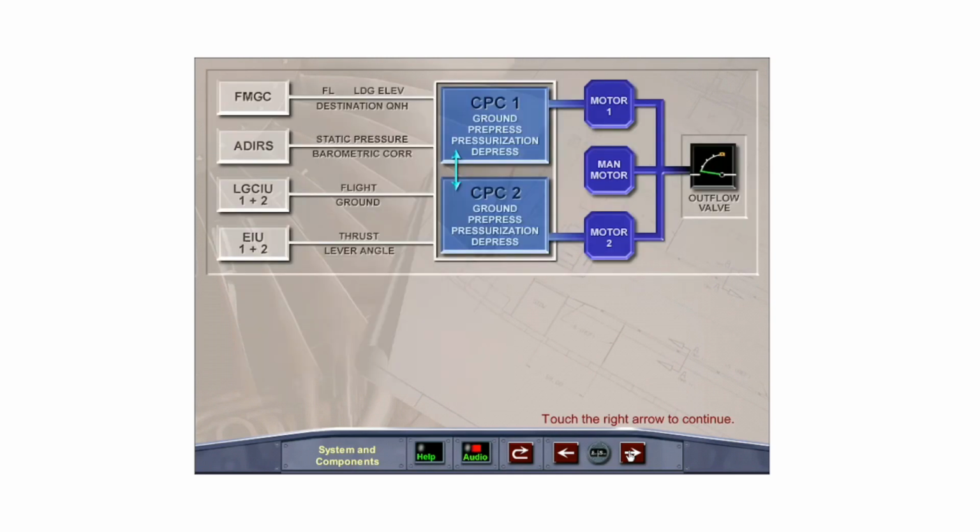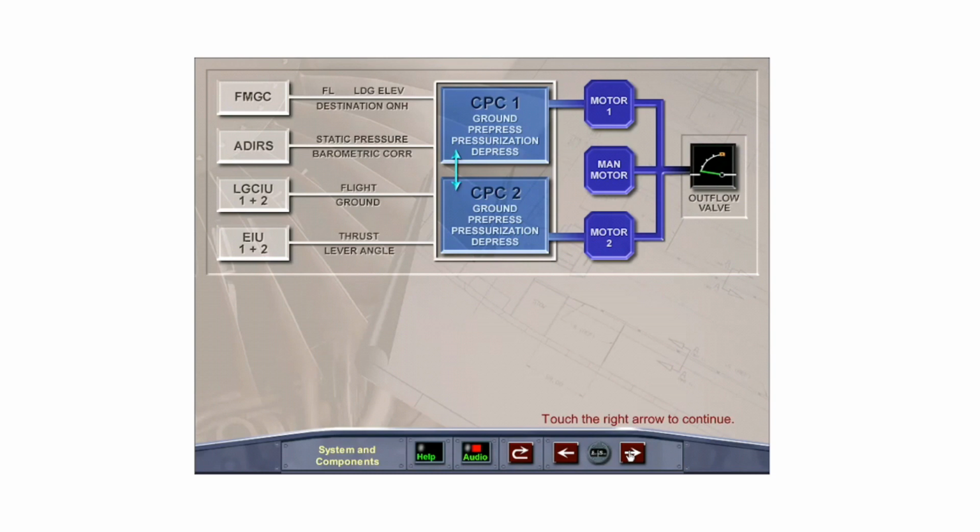The cabin pressurization system is controlled automatically by 2 identical independent cabin pressure controllers, or CPCs. The controllers receive information from the flight management and guidance computers on the cruise flight level, the landing field elevation, and QNH. The air data and inertial reference system supplies static pressure and barometric correction information.